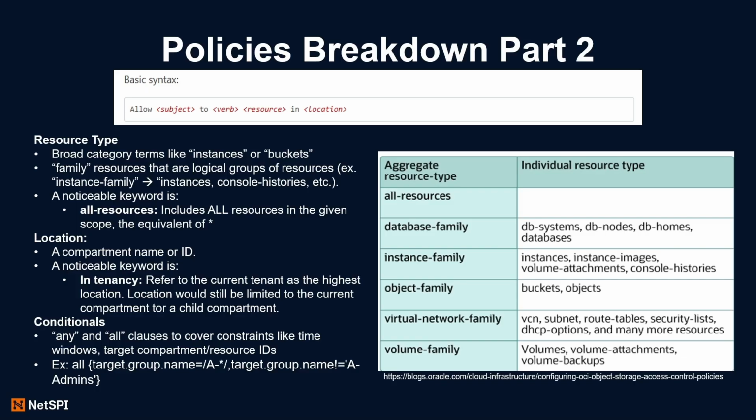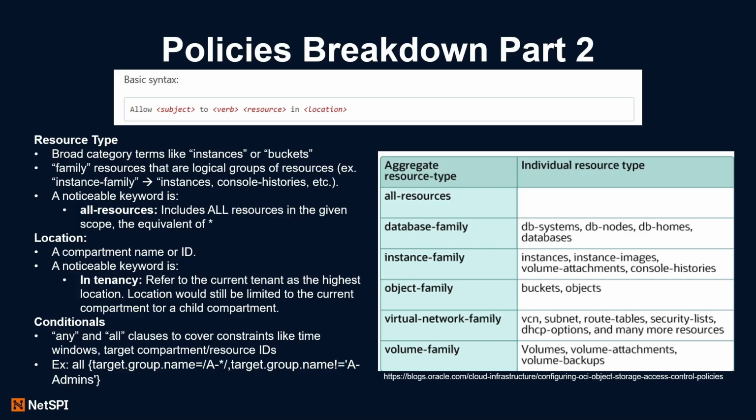And then they also have this concept of family. If you want to go even broader in terms of resources, you can do something like instance-family. There's a bunch of these families that are predefined in their documentation. Again, a noticeable keyword is all resources. If you see all resources, that means everything. From an AWS perspective, that is the equivalent of star. So if it was allow Scott to manage all resources, that basically means Scott has admin permissions over all the resources, like everything. And then you can see a table on the right there that lists some of the example families and then individual resource types.